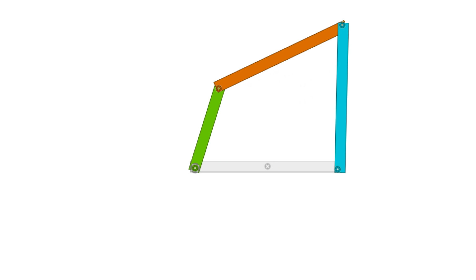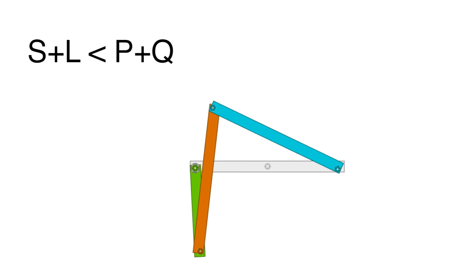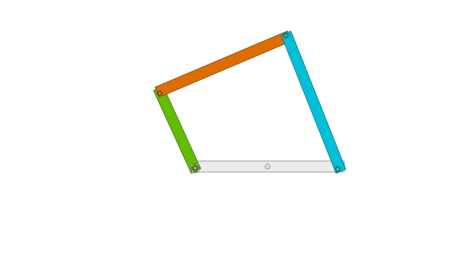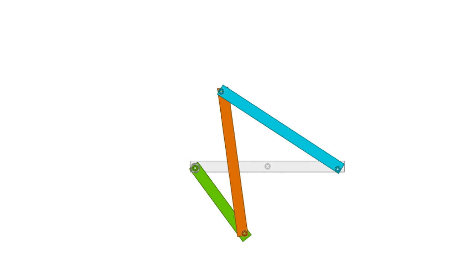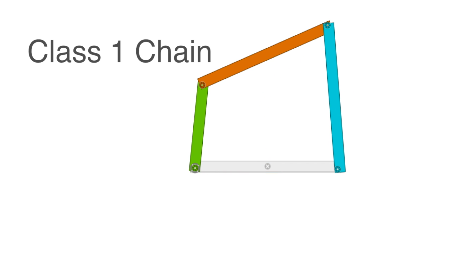One is that S plus L is less than P plus Q. So this would be called a class 1 kinematic chain. In that case, we're guaranteed that at least one link will be able to rotate completely, a full 360 degrees, relative to the ground plane.